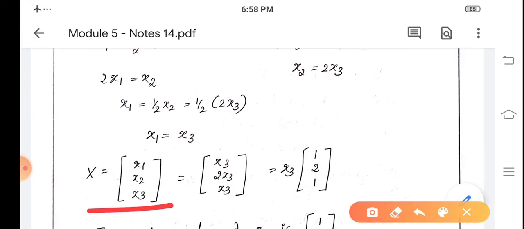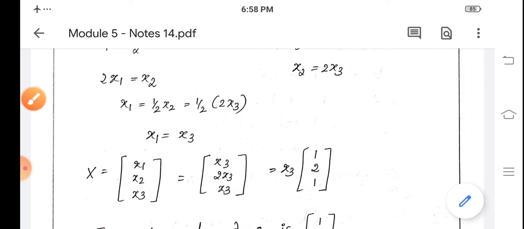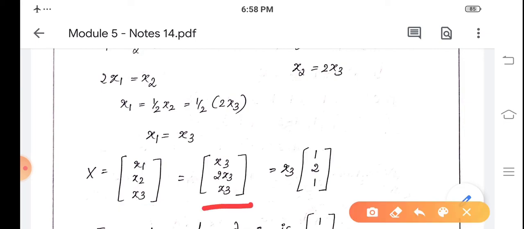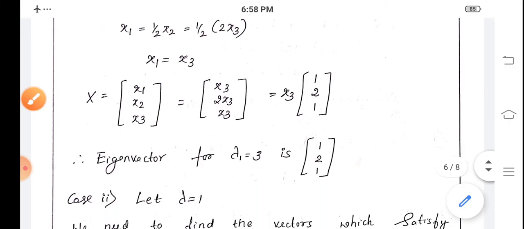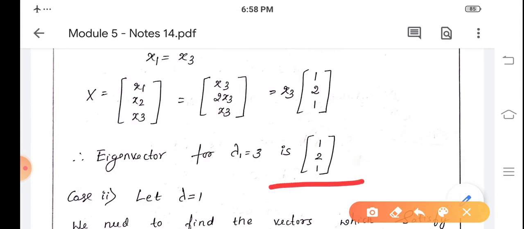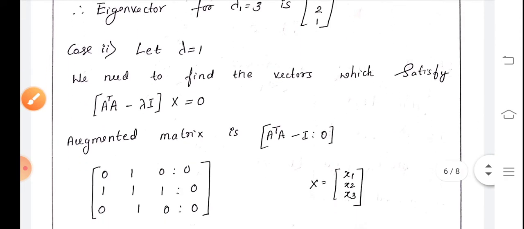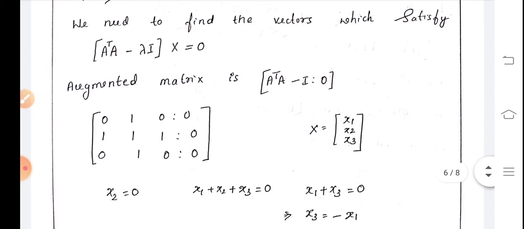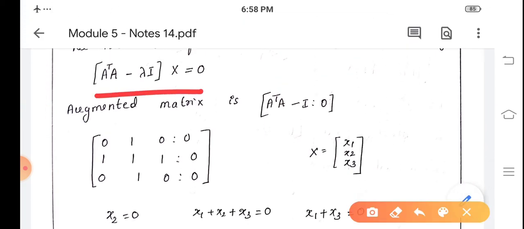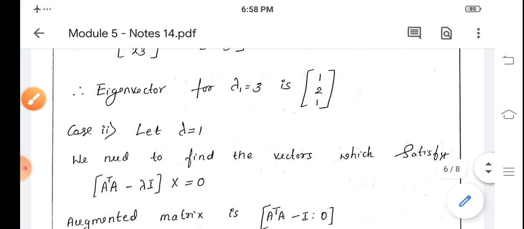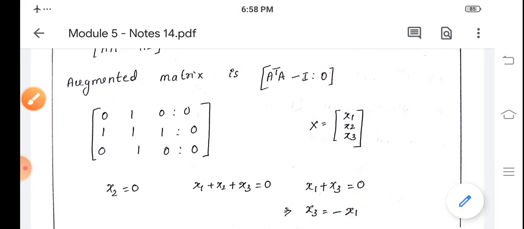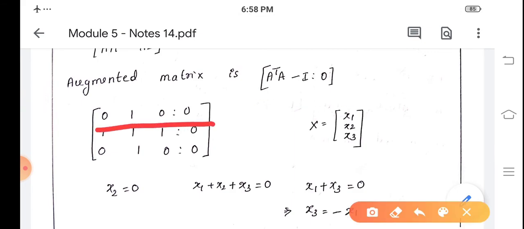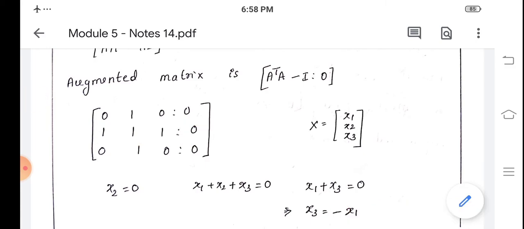Now, vector x equal to x1, x2, x3, where x1 is x3 and x2 is 2x3, then x3, that is x3 into 1, 2, 1. So the eigenvector for lambda equal to 3 is 1, 2, 1. Next, we find the eigenvector for lambda equal to 1. We find the vectors which satisfy (A transpose A minus lambda I) x equal to 0. Since lambda equal to 1, the augmented matrix is A transpose A minus I, 0. That is 0, 1, 0, 0, 1, 1, 1, 0, 0, 1, 0, 0.